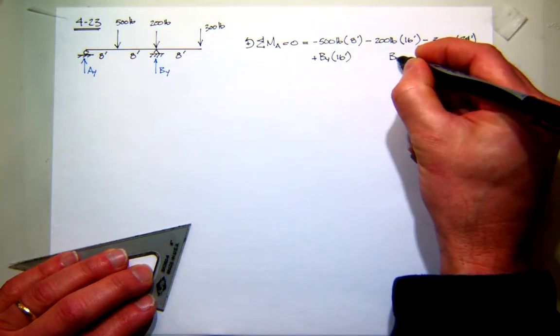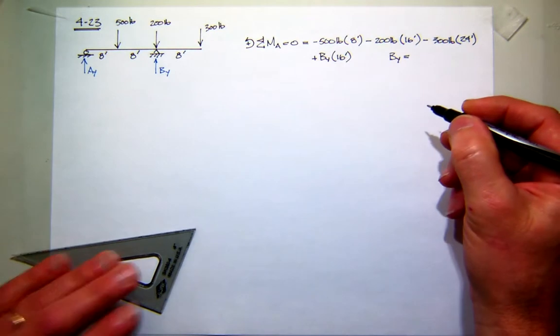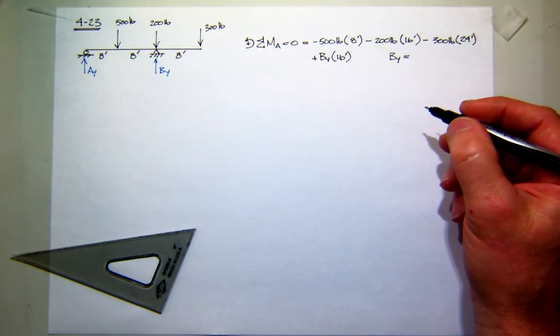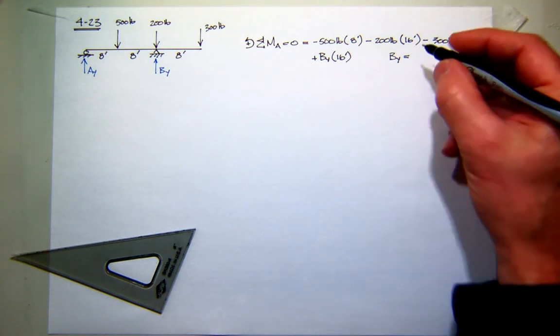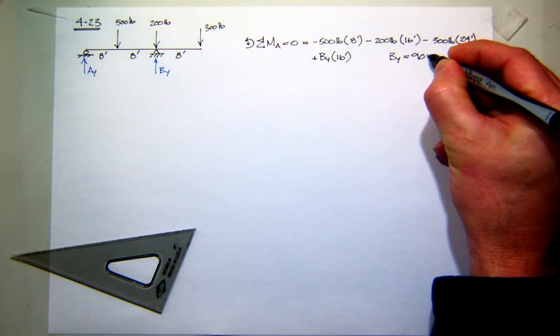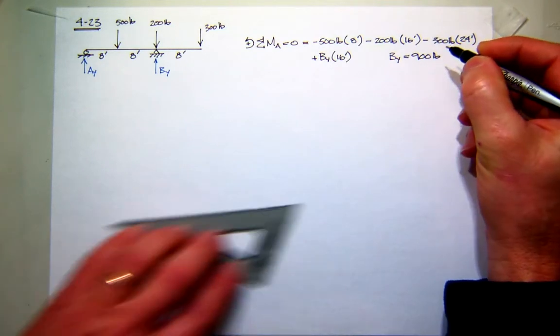So what will BY be? Looks like 900? That makes sense? Anybody else get that? 900 pounds sound familiar? Oh, you're working on it?